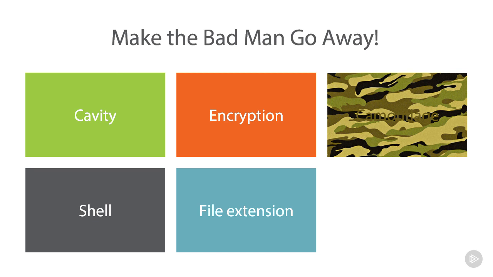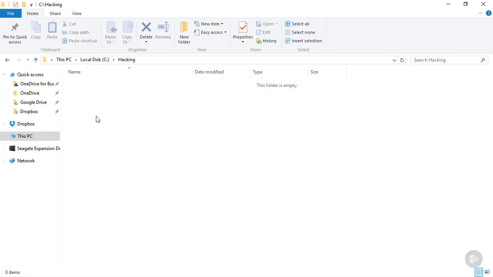This is basically where we're going to go through and take a file extension and change it so that the user thinks it's something else. So I'm going to pull up here real fast my hard drive, and I just created a directory here called hacking.